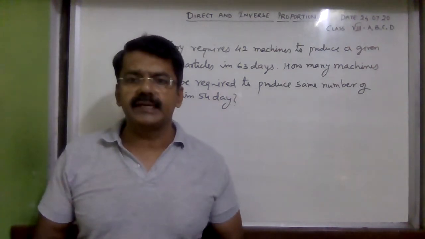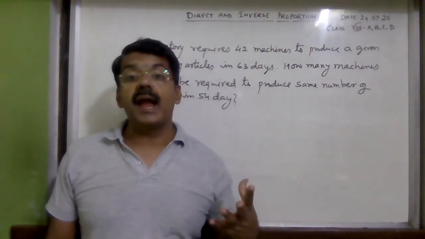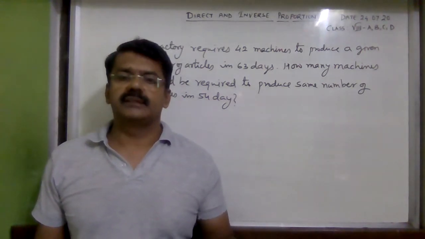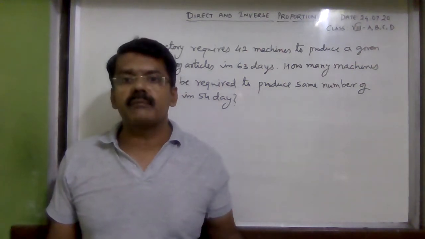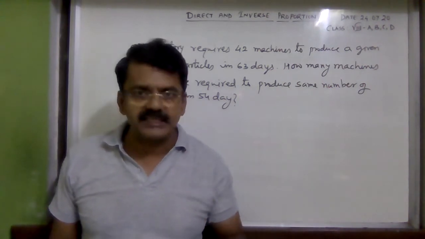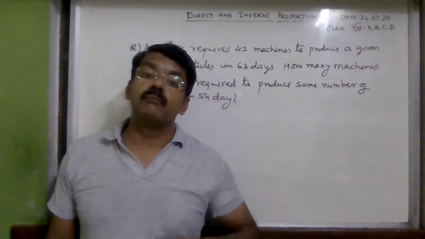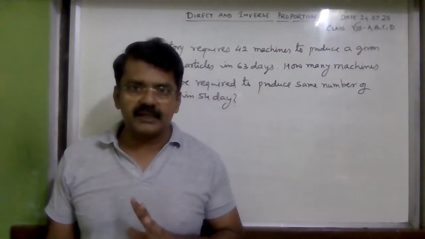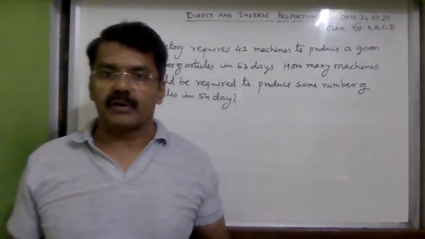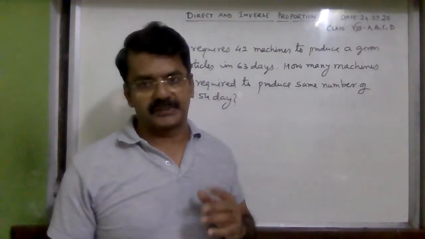So the two quantities that are there in this question are the number of machines and the number of days taken to complete the work. Now it's quite obvious that if you use more number of machines, the time taken to finish the work will be less, or in less number of days we can finish the work. And if you use less number of machines, then it will take more number of days. Clear? That means the two quantities here, they are in inverse proportion.